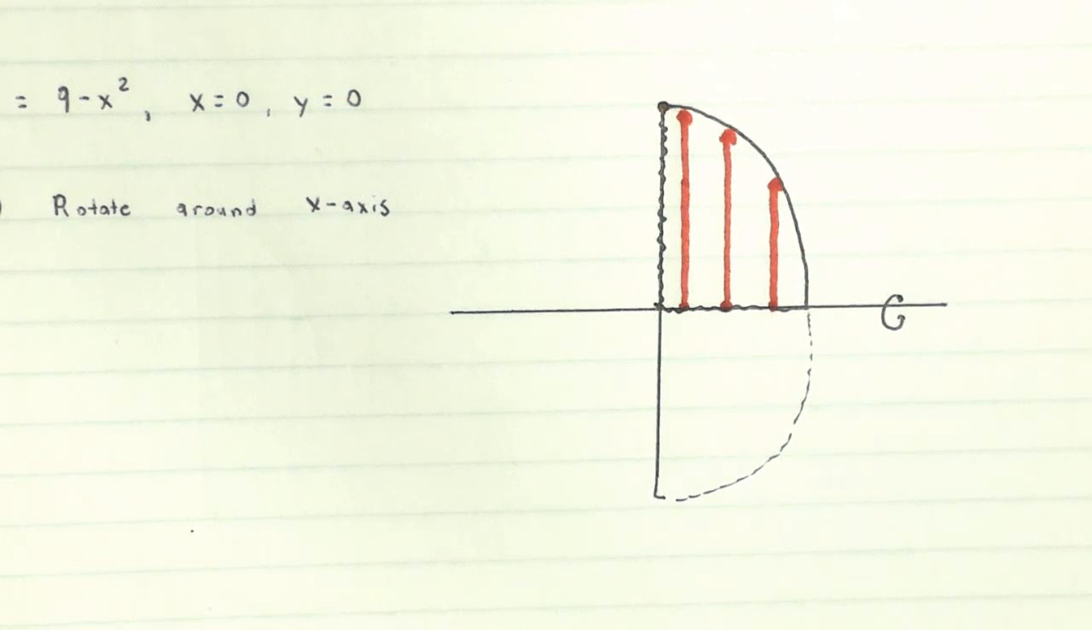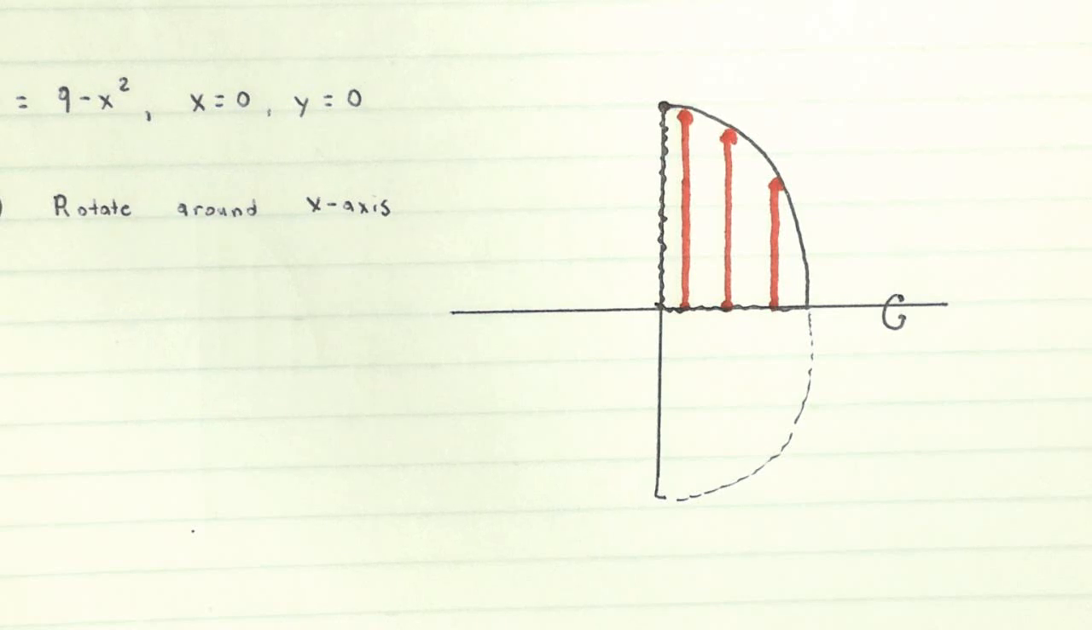So that is my axis of rotation. Here is what this will look like. GeoGebra is struggling. So the equation I'm looking at is 9 minus x squared. We are rotating around the x-axis. We're starting at 0, and we'll talk about this in just a minute. We're going to 3.